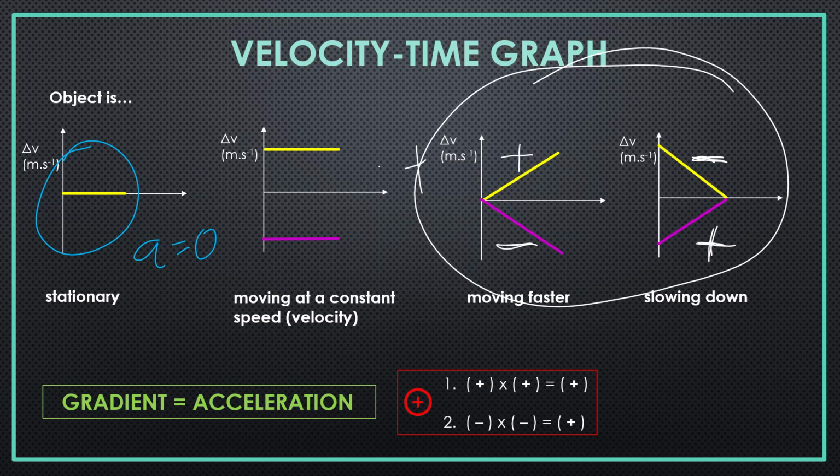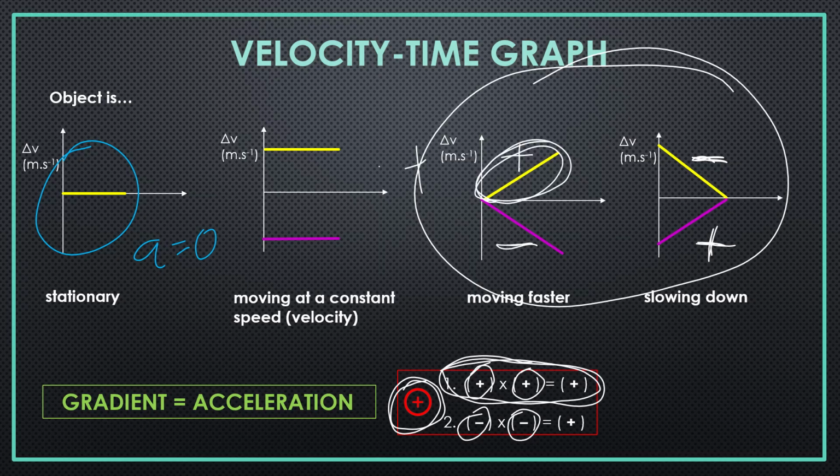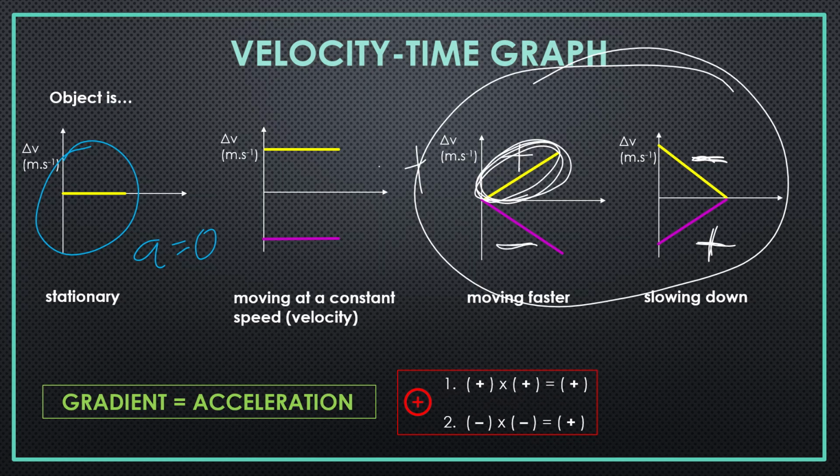So let's quickly look at this red block. To get a positive gradient, it means you can have a positive times a positive, or you can have a negative times a negative gradient. Now, what does that mean? Let's look at the first option. Positive times positive means an object is going faster in the positive direction. If an object is going faster in the positive direction, then you'll have a positive gradient and a positive acceleration.